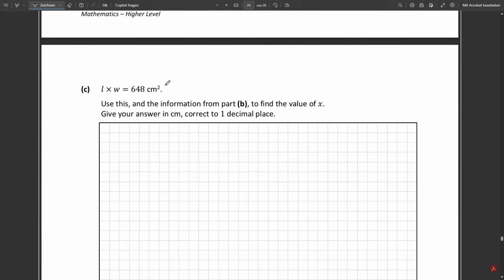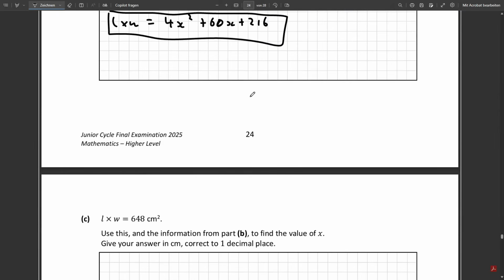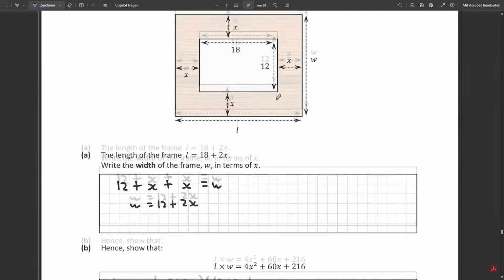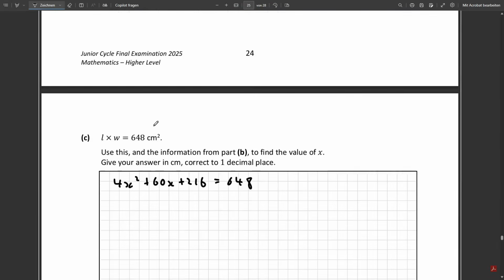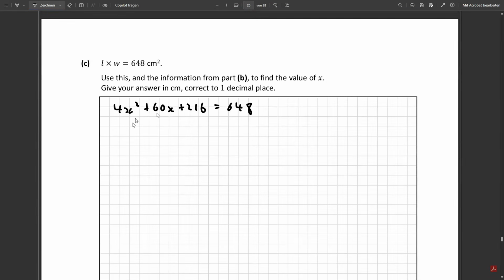We know that the product is 648. Use that to find the value of x. Okay, so we can say that 4x squared plus 60x plus 216 is equal to 648. Now we need to find the value of x, and that'll be in centimeters, I'm guessing, because this area is in centimeters. So bring the 648 to the other side. And then we get 4x squared plus 60x minus 432 is equal to 0.